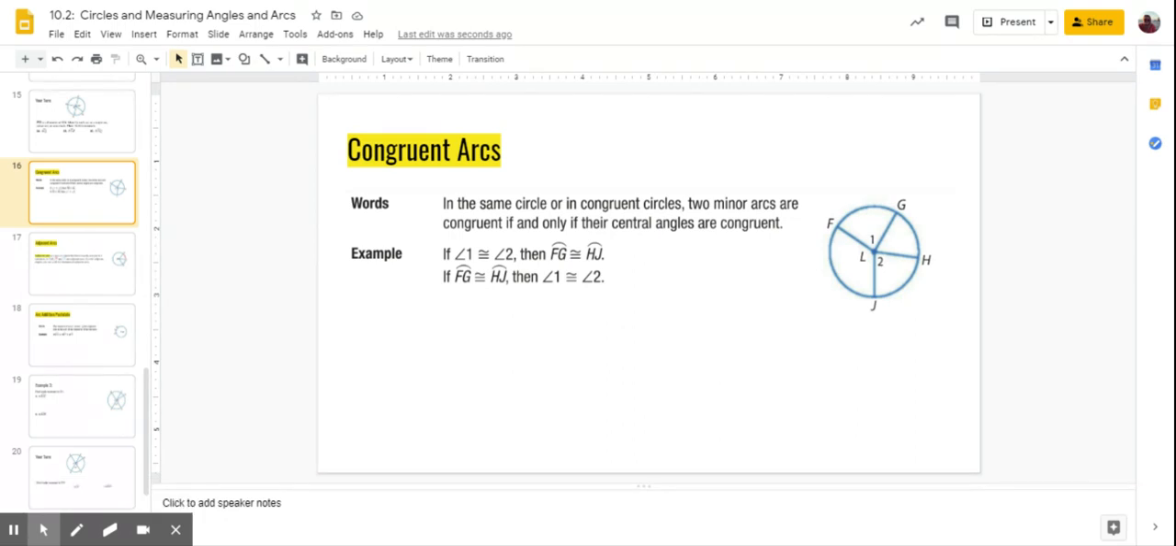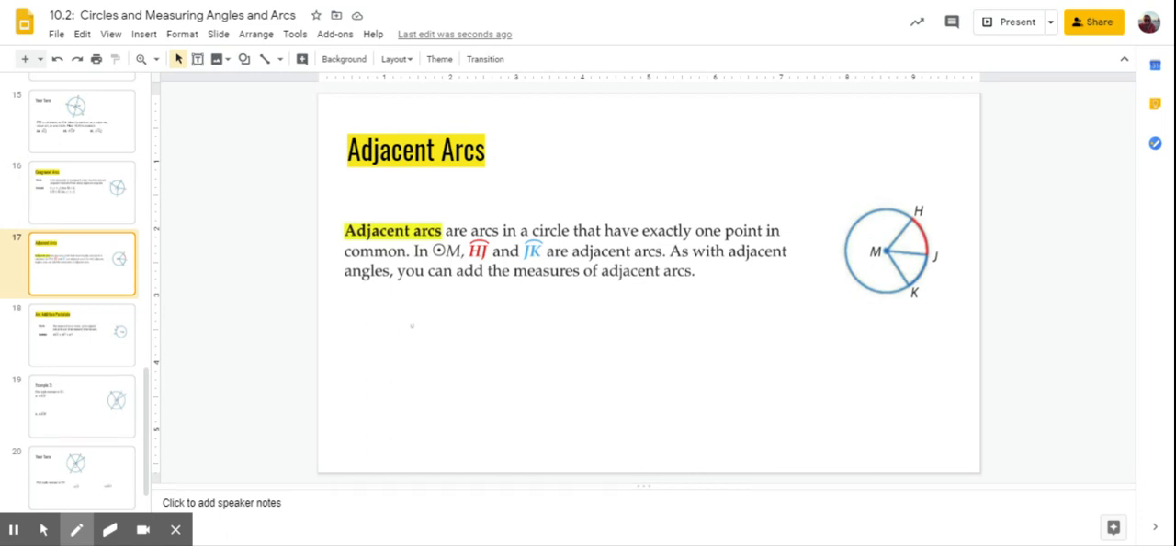So, congruent arcs. In the same circle or in congruent circles, two minor arcs are congruent if and only if their central angles are congruent. So, what does this mean? They say if the measure of angle 1 and the measure of angle 2 are congruent, then the measure of arc FG and the measure of arc HJ are congruent. And vice versa. If arcs FG and HJ are congruent, then we know our angles are congruent as well.